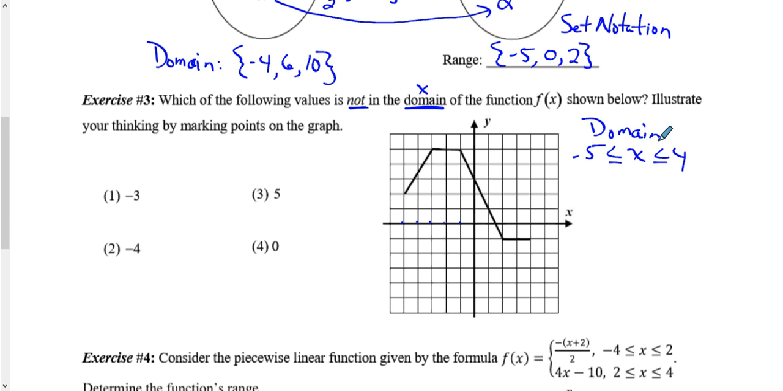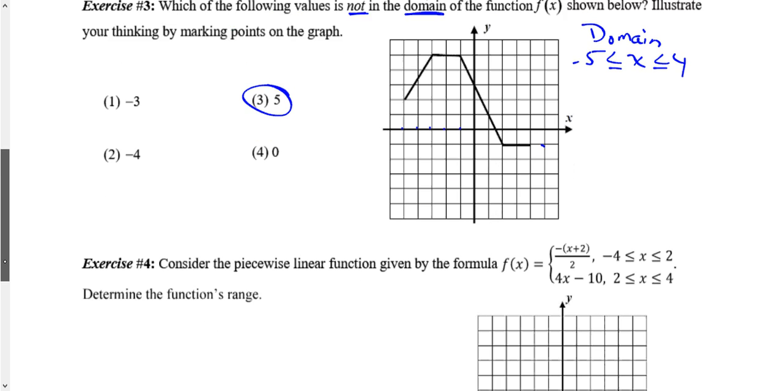Okay? So now when you write it like that, it's kind of easy to see which one of these would not be in the domain. 5. Well, I'm saying answer 3. Say the actual number it is. 5 would be outside the domain, wouldn't it? Choice 3. Okay?